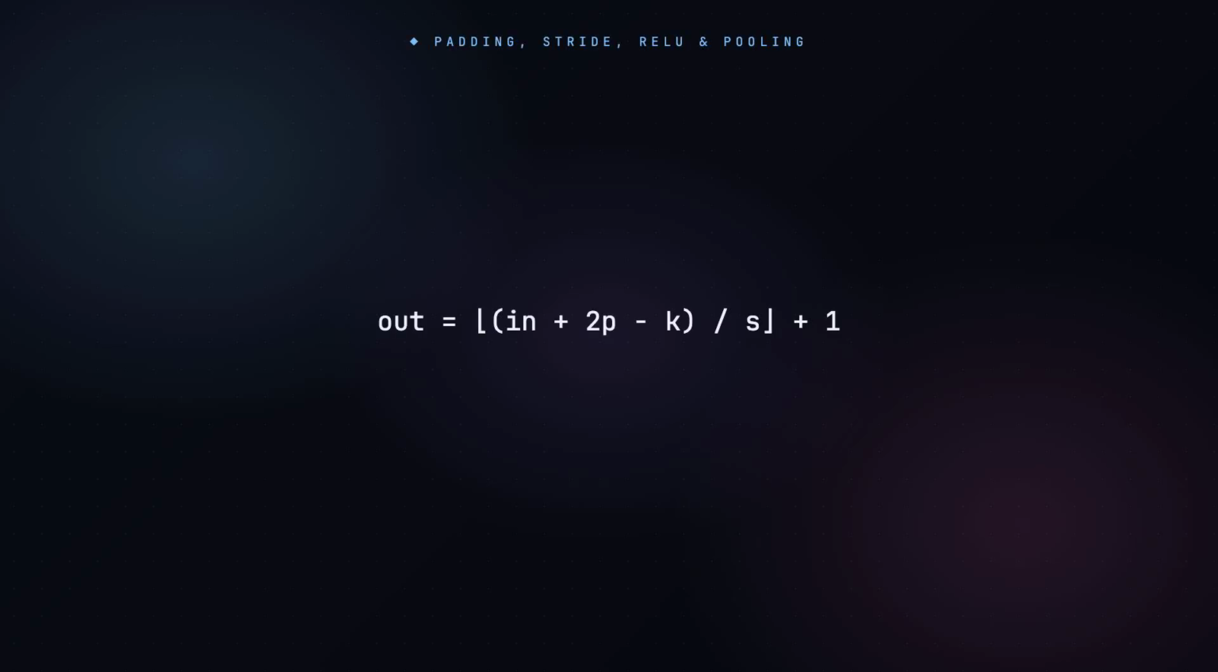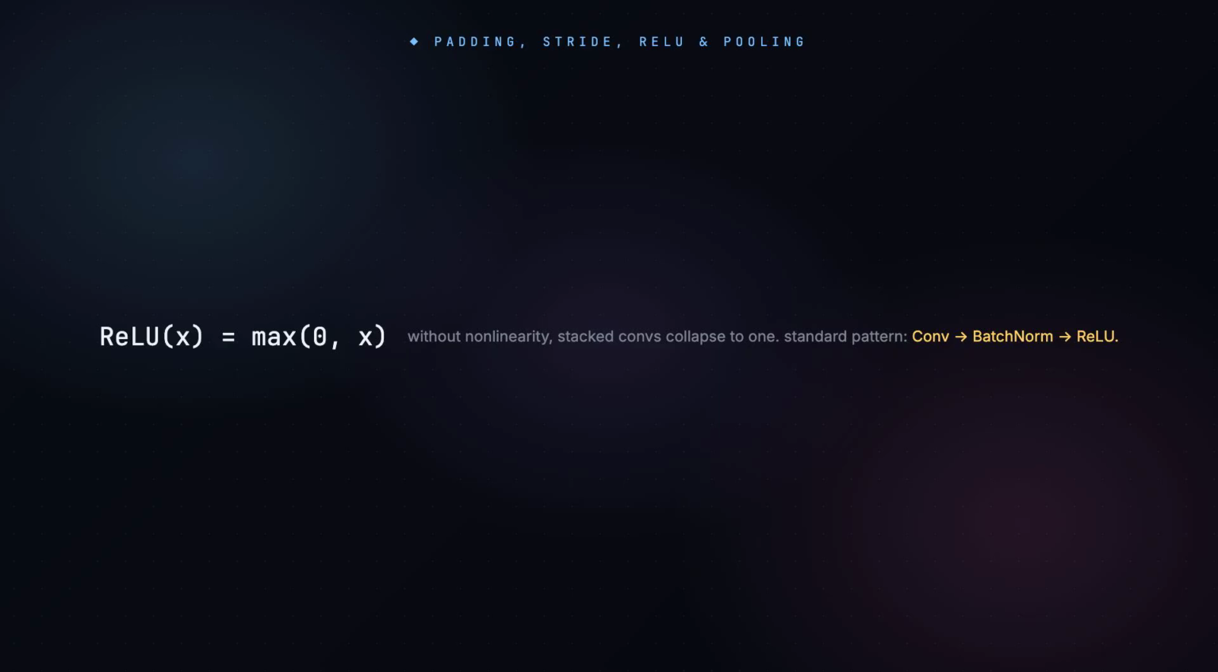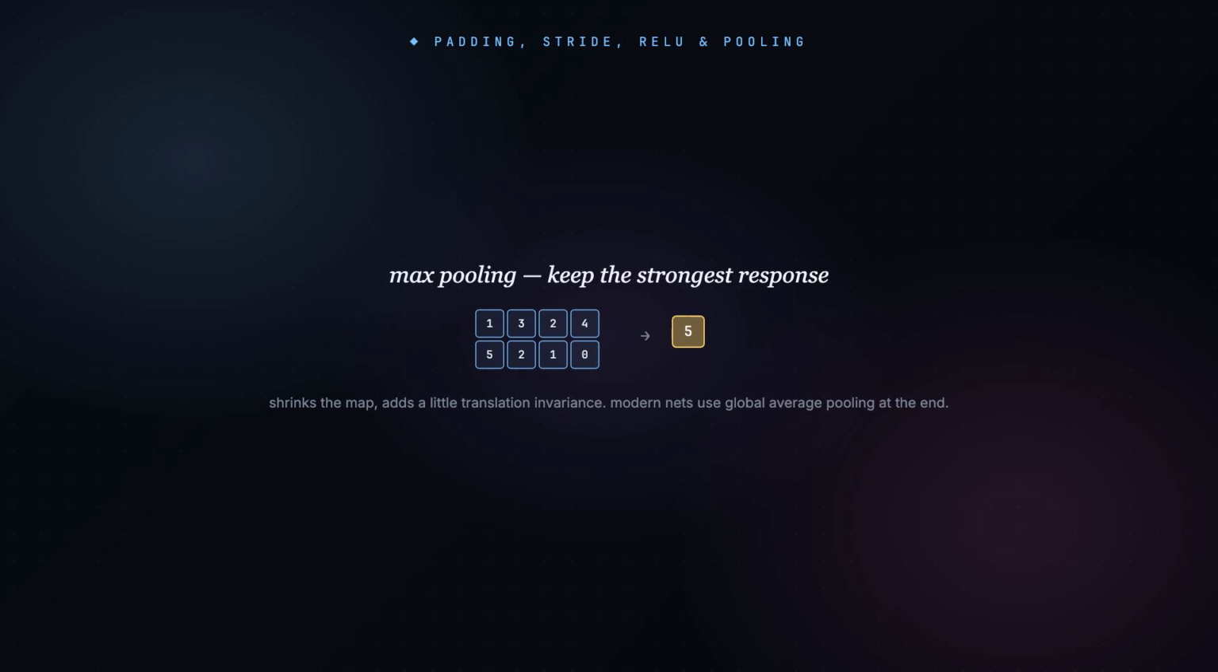A few mechanics. The output size is the floor of (input plus 2p minus k) over stride, plus 1. Padding keeps the size, stride 2 halves height. Between convolutions we apply ReLU, the max of 0 and x. Without a nonlinearity, stacked layers collapse into one. The standard block is conv, BatchNorm, ReLU, and pooling shrinks the map by keeping the strongest response in each window, adding a little translation invariance along the way.